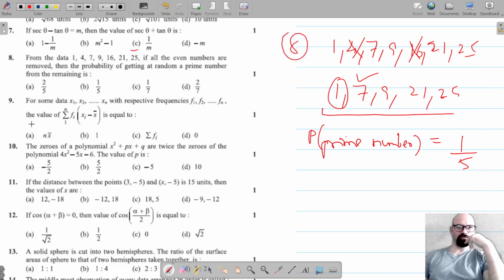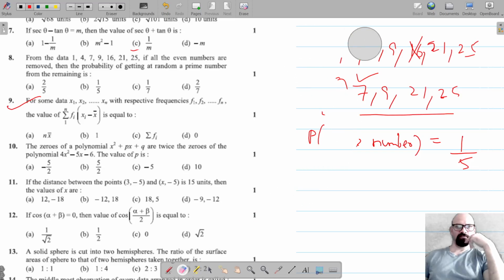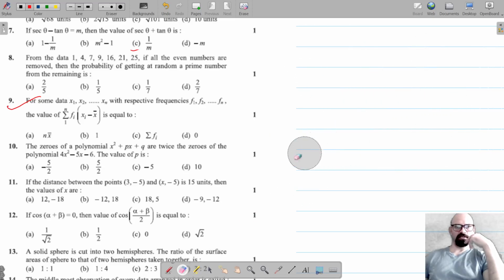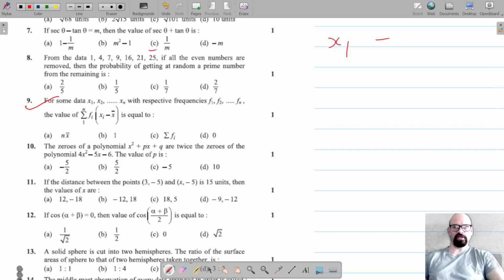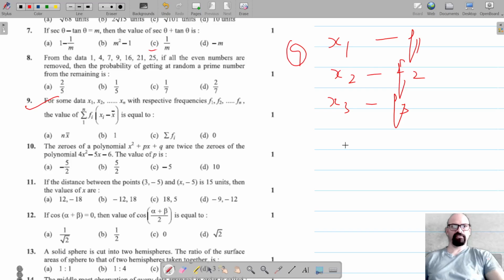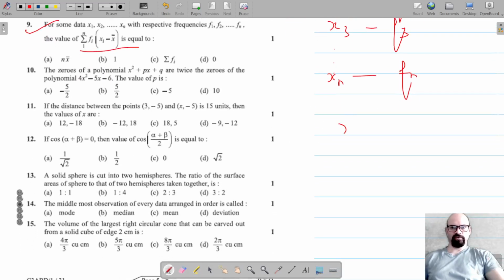Moving on, question number 9. It's given that for some data, the observations x1, x2 till xn have respective frequencies. So x1 has frequency f1, x2 has frequency f2, x3 has frequency f3, till xn which has frequency fn. We have to find the value of this. Now we know that mean is equal to sigma fi xi by sigma fi.